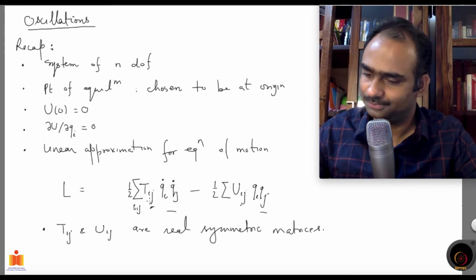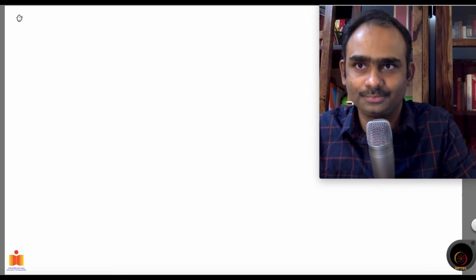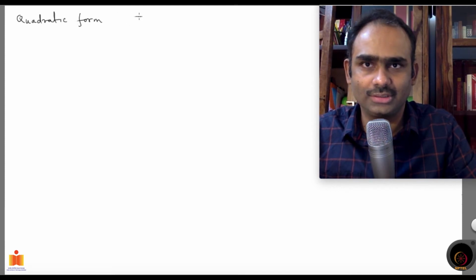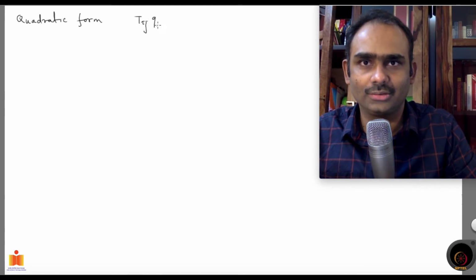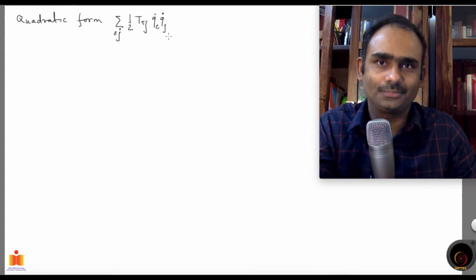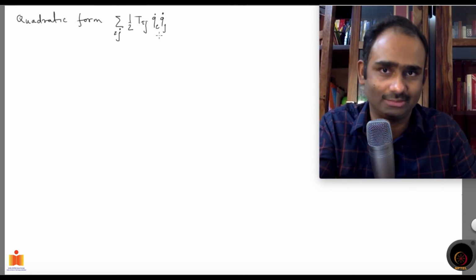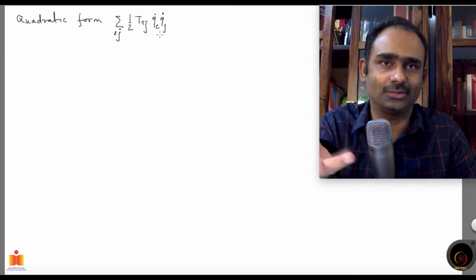Maybe I can write down. So we are looking at the quadratic form Q = Σ T_ij q̇_i q̇_j, that's what we are talking about, and you have a summation over i and j. Now remember how you arrived at this term. This was the kinetic term in the Lagrangian to begin with, and you have done some approximation, and this is what you have.